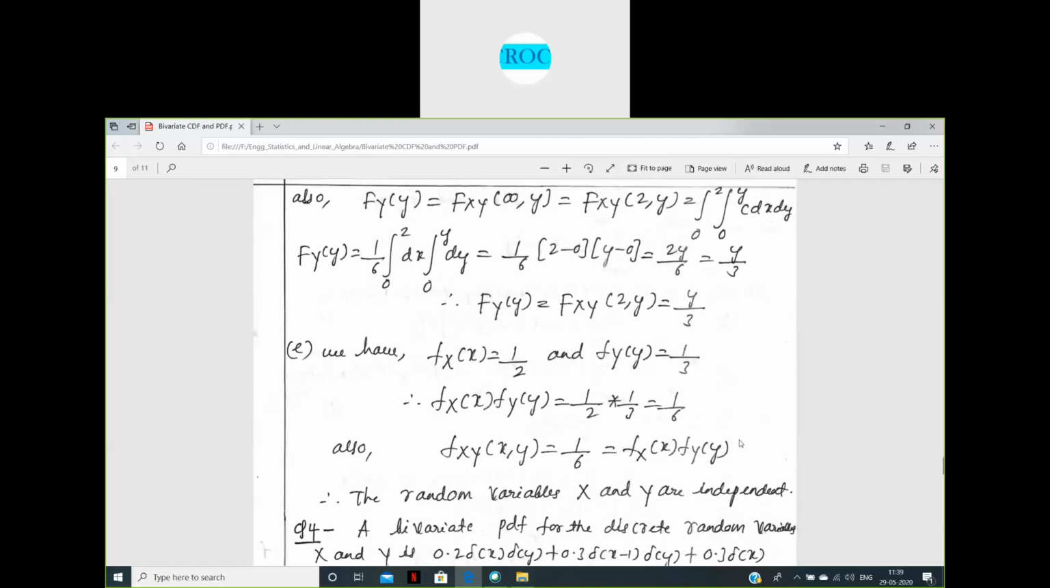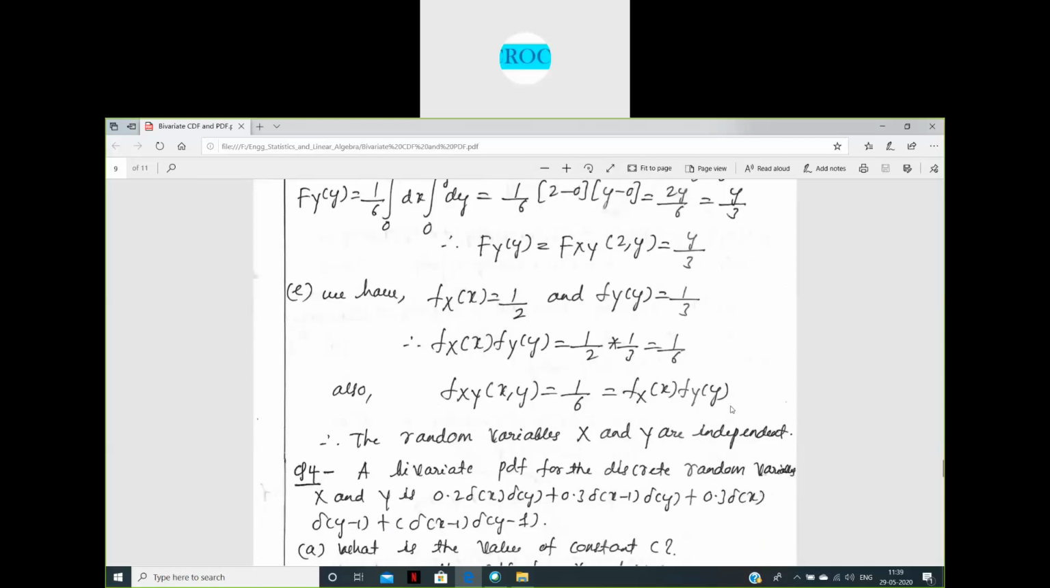Next, what we need to calculate is whether the random variables are independent or not. Use this formula. We know that the bivariate PDF is equal to 1 by 6. And what are the PDF for x? It is equal to 1 by 2. And PDF for y is 1 by 3. 1 by 2 into 1 by 3 will be 1 by 6, which is equal to the value for bivariate PDF. So that we can say that now x and y are independent random variables.